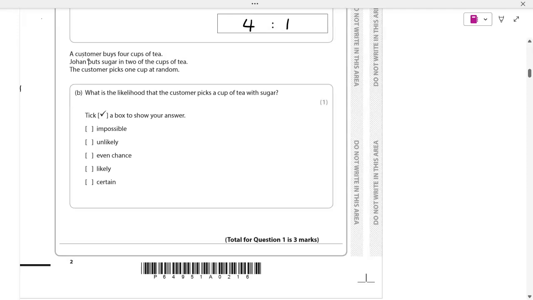A customer buys 4 cups of tea. Johan puts sugar in 2 cups of tea. The customer picks 1 cup at random. So what is the likelihood that the customer picks a cup of tea with sugar? So that will be even chances. That is because we got 2 cups with sugar and 2 cups without sugar.